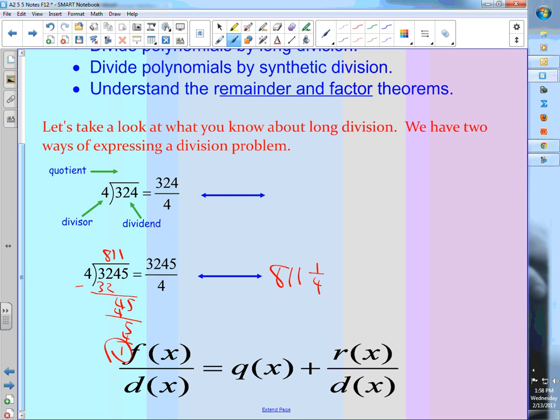Remember, this is the quotient. Right here, that's the quotient. This 1 right here is your remainder. And that 4 is your divisor. All right?